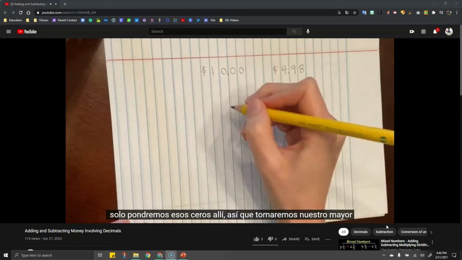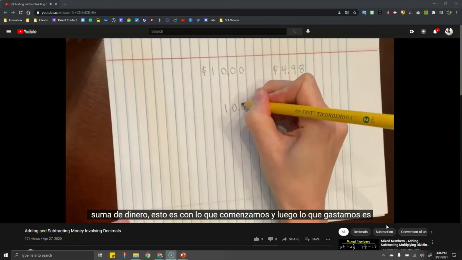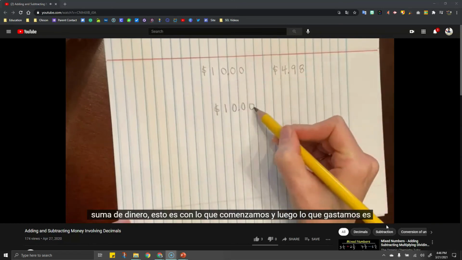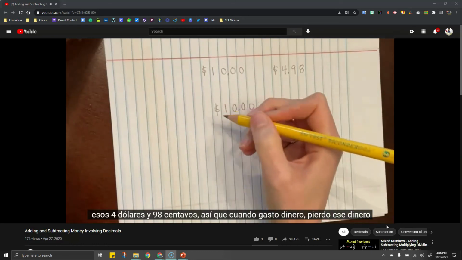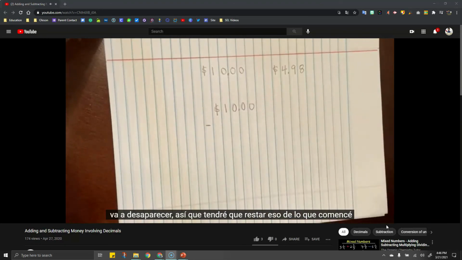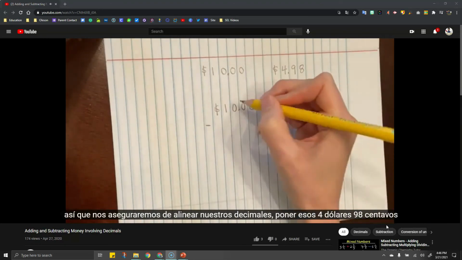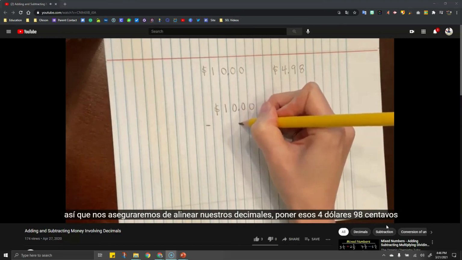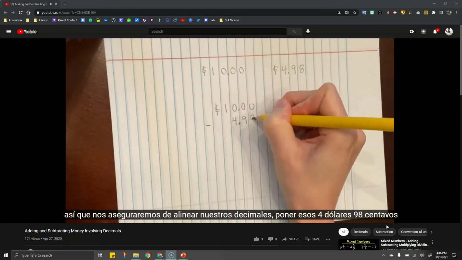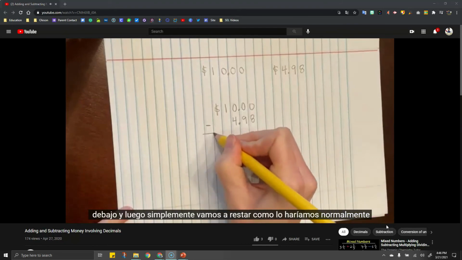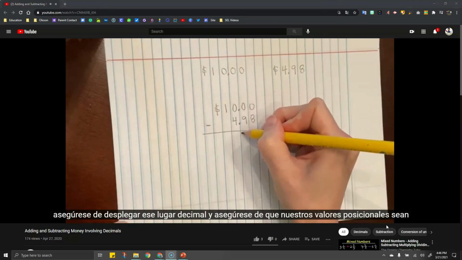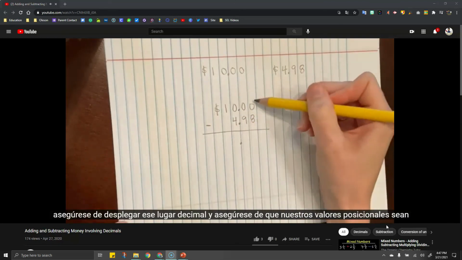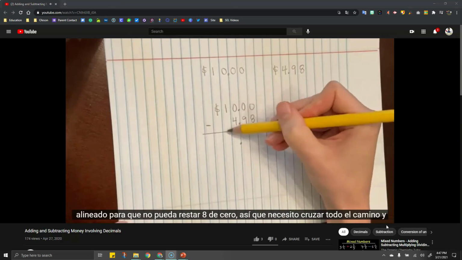So we're going to take our largest sum of money. This is what we're starting with. And then what we're spending is that $4.98. So when I'm spending money, I'm losing that money. It's going away. So I'm going to need to subtract that from what I started with. So we're going to make sure that we line up our decimals. I'm going to put that $4.98 underneath. And then we're just going to subtract like we normally would, making sure to drop down that decimal place and making sure that our place values are lined up.